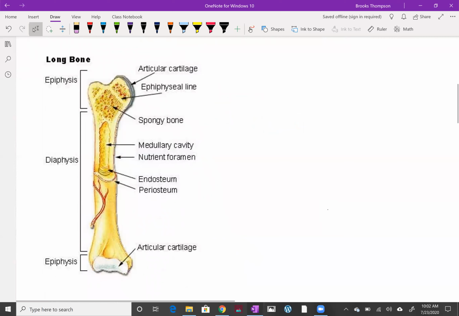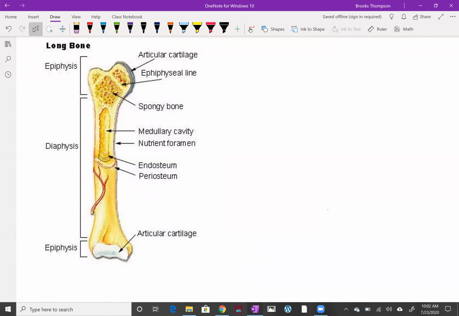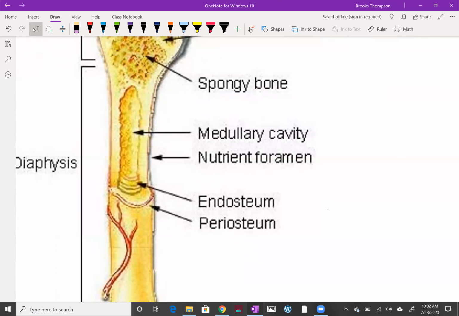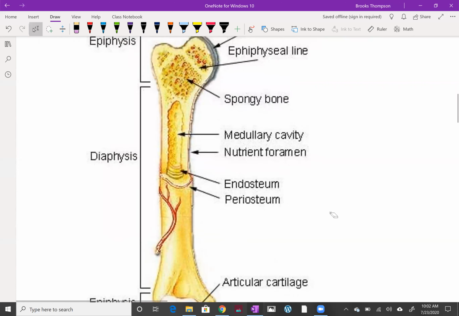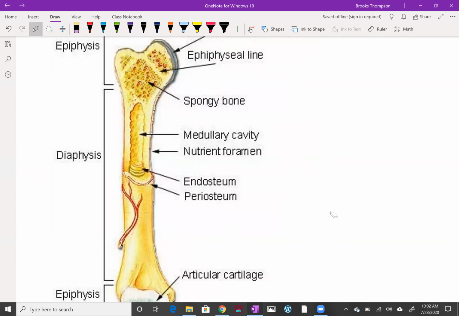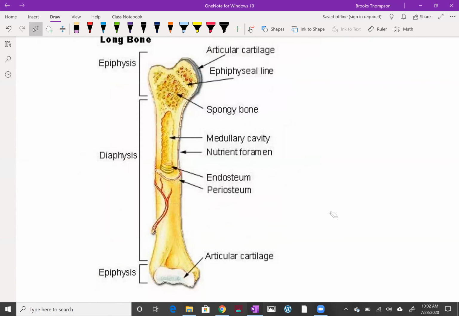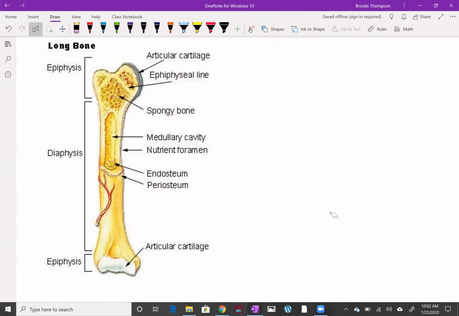So let's take a look at a basic long bone here. On the diaphysis and on the outside, you have this real thick, compact bone. And then in the middle, you have your medullary cavity or canal, depending on which text you see it in. And the diaphysis is the long portion of the bone. The epiphysis is going to be the ends of the bone.